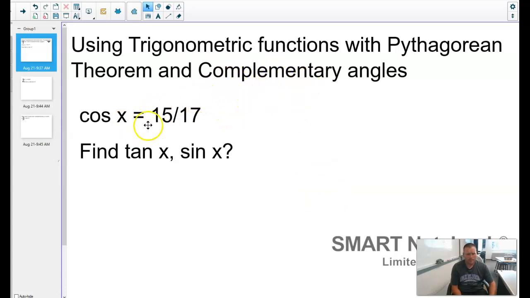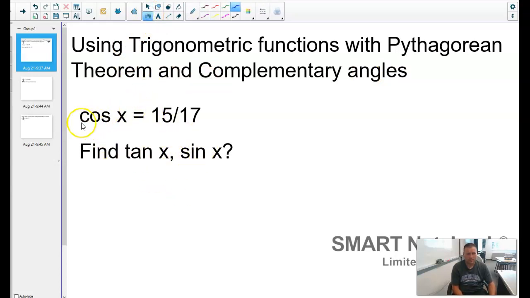We'll do that in just a second. So here's a sample of this. If I know that the cosine of x equals 15 over 17, can I find tangent of x and sine of x? So that is the question. If I'm given a trig ratio, and I don't have a triangle over here, I'm just given this ratio, can I find the others?